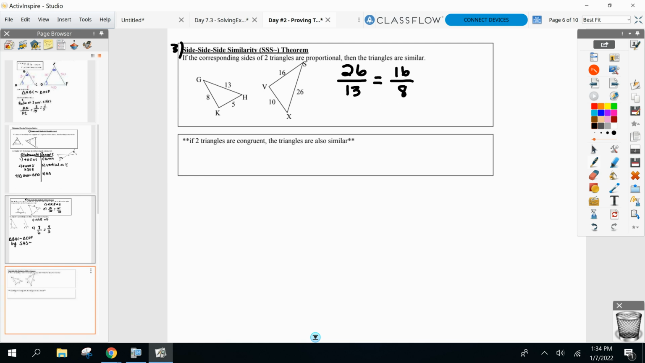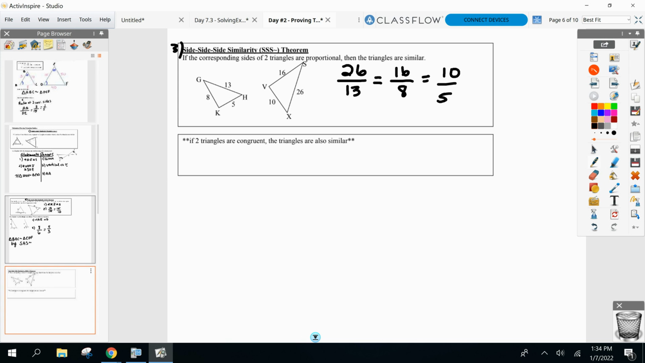Hey, don't stop. Now, I know some of you look at it and go, oh, those are the same. We're good. No. What's the method called again? Side, side, side. Just because you get 2 of them right in a row doesn't mean squat. You've got to check the third pair, which is what for us? 10 over 5.